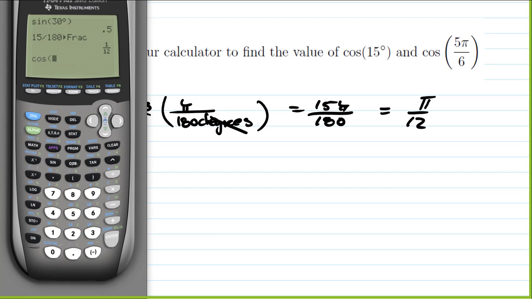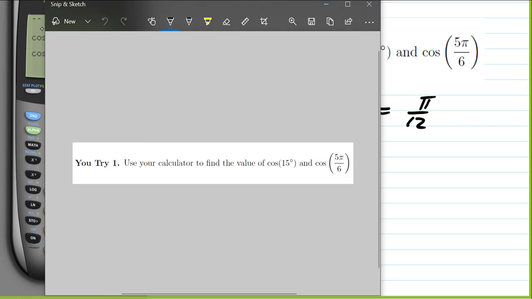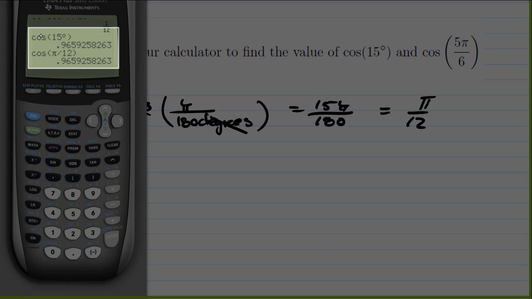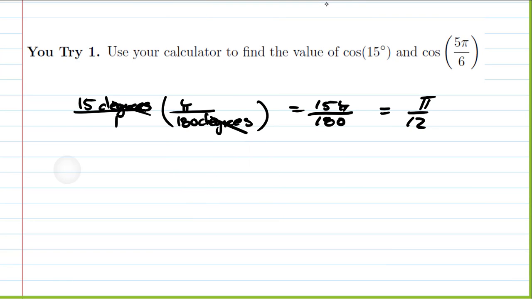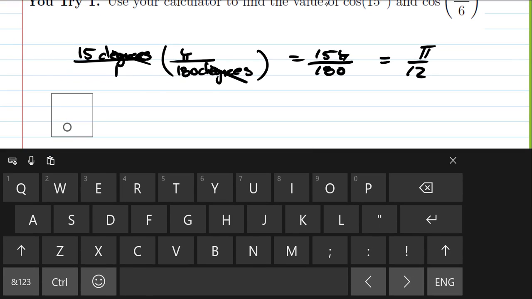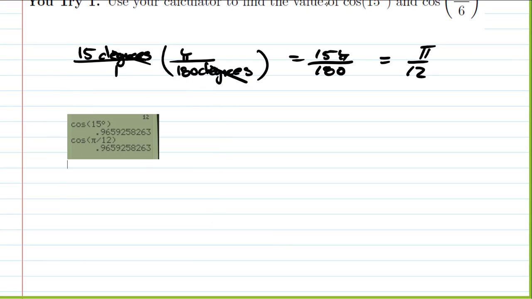So let's go ahead and calculate each of these. The cosine of 15 degrees gives us this value, and we'll note that it would be the same as if I did pi divided by 12. So that's our first one. The cosine of 15 degrees is approximately 0.965.